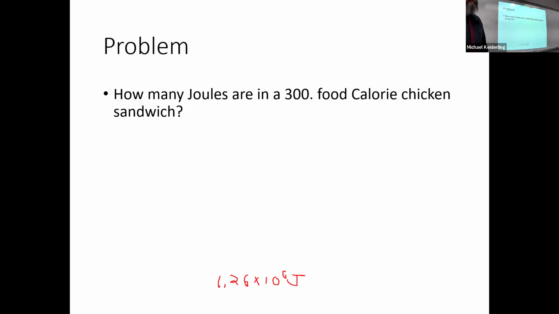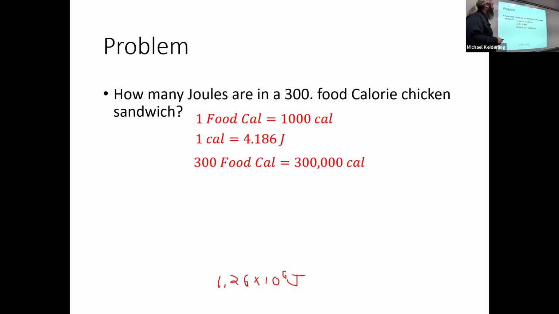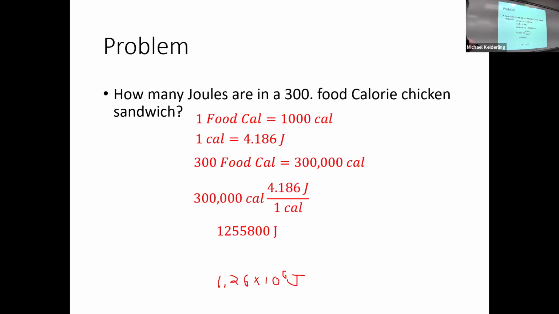So how many joules are in a 300 food calorie chicken sandwich? 1 food calorie is 1,000 calories. So 1 calorie is 4.186 joules. 300 food calories is 300,000 calories. 300,000 calories times 4.186 joules over 1 calorie gives us 1,255,800 joules. Rounded to 3 significant figures is 1,260,000 joules, or 1.26 times 10 to the 6 joules.